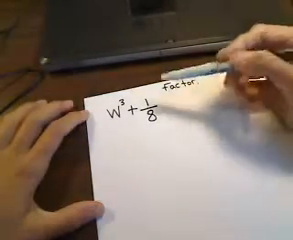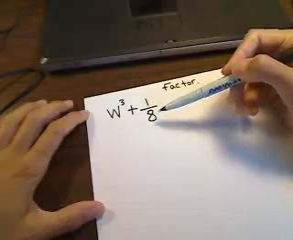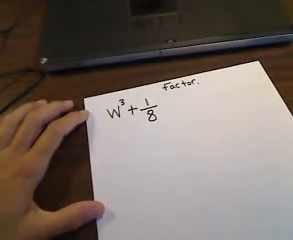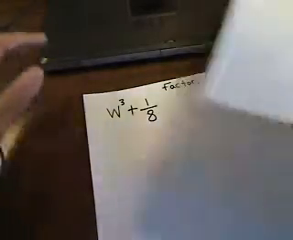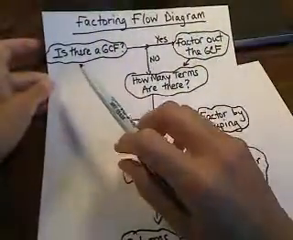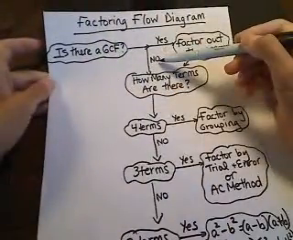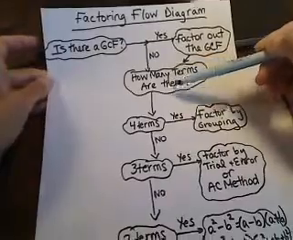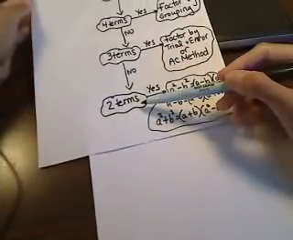When you're dealing with a fraction like this, actually, let me take a step back. Remember your factoring flow diagram. You're always going to ask yourself the question, is there a greatest common factor? There's not in this problem, so we're going to ask ourselves, how many terms are there? We go down here and there's 2 terms, right?